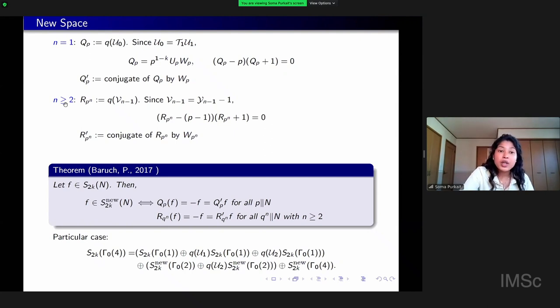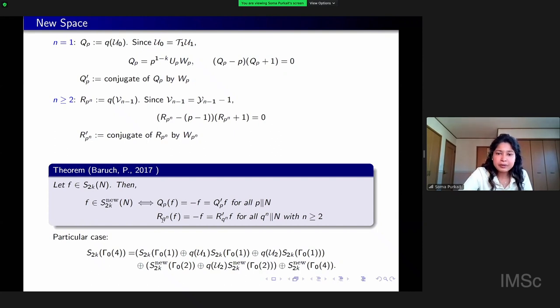W_p is the Atkin-Lehner. When n is greater than or equal to 2, we look at these V_r's, which come from this Y_p^r's. And we look at V_(n-1), the highest one, and we look at R_p^n, the operator coming from V_(n-1). And that satisfies this nice quadratic. Let R_p^n' be the conjugate of R_p^n by W, this Atkin-Lehner. And then we show that, start with an F in S_2(K_n), then F is in the new space if and only if F is in the common minus one eigenspace of Q_p and Q_p' for all primes p strictly dividing N, and F is in the common eigenspace of the operators R_q^n and R_q^n' for all primes q which divide N with power at least 2.